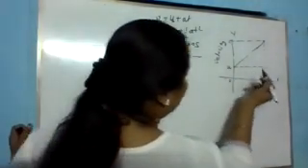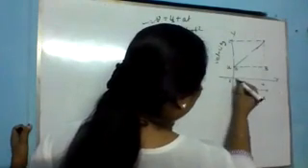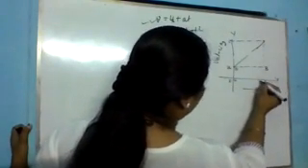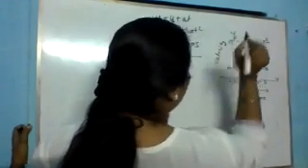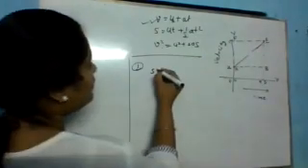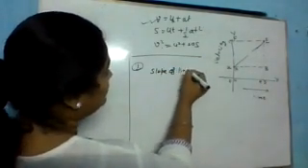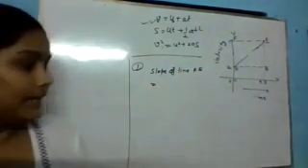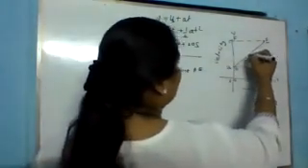Let's do the slope naming: A, B, C, D. This is E and this is F. Okay. Now the slope of line AE. To find out the acceleration, we have to find out the slope of line AE.